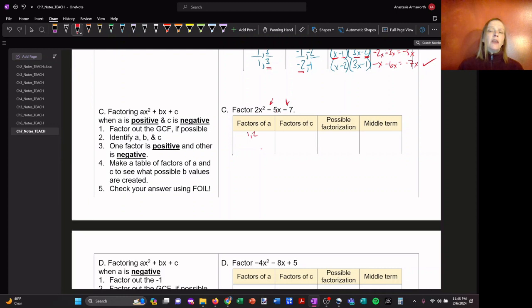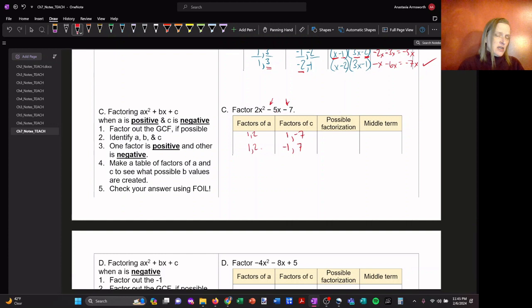For the number negative 7 here, to get negative 7, one of my factors has to be positive, one of them has to be negative. So I could use the factors 1 and negative 7, but I could also put the negative first. I could say negative 1 and positive 7. So I need to kind of repeat my factors of A again.